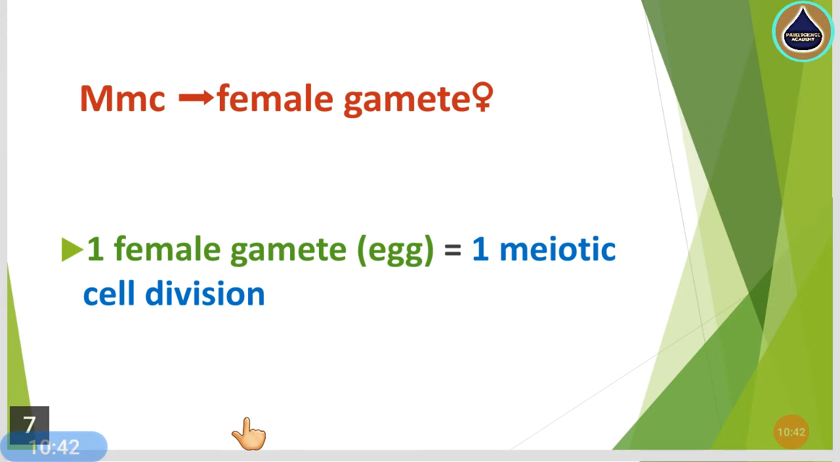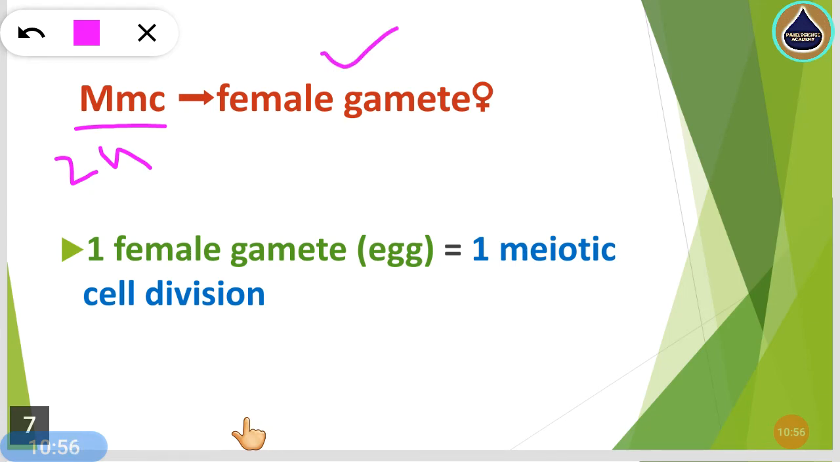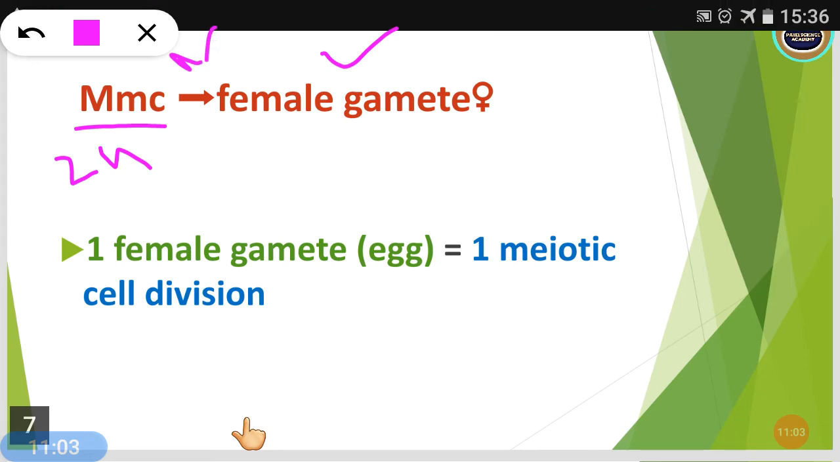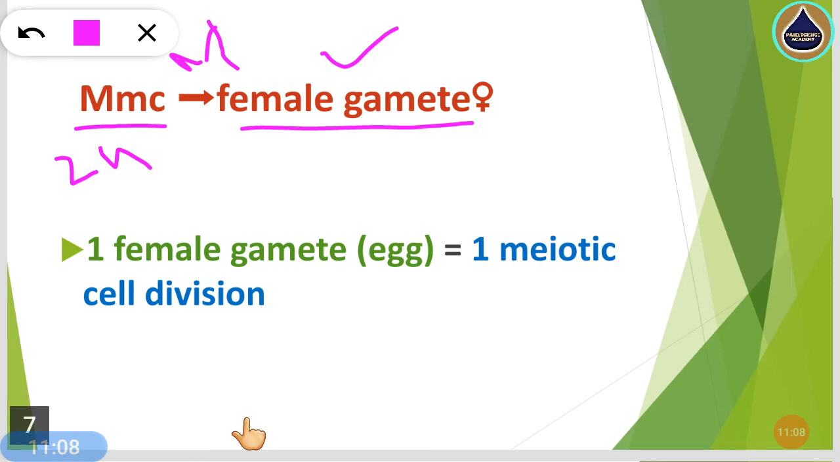It is indicated by this sign in science and in the medical field. Now we'll see this MMC, the megaspore mother cell. It is 2n or diploid in number, and it is needed for the formation of the female gamete. So this MMC, by the process of meiosis, converts into the female gamete. But the formula is very simple. One female gamete, also called egg, is formed by one meiotic cell division.